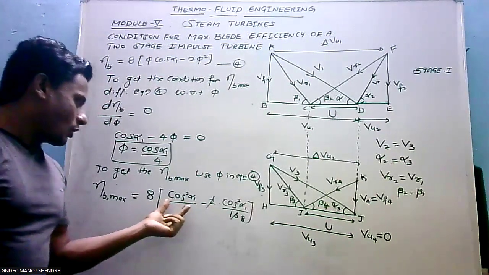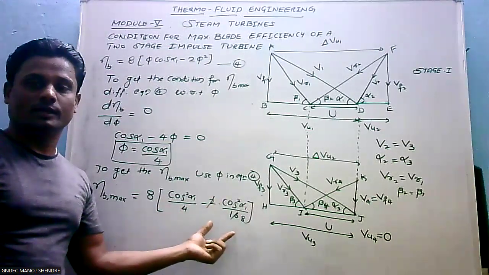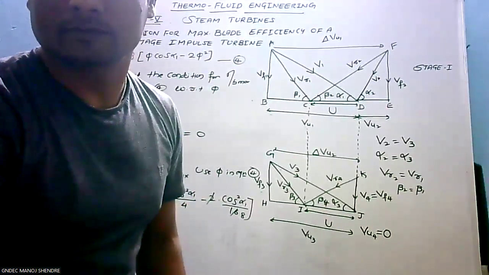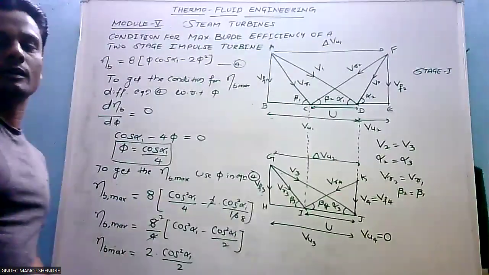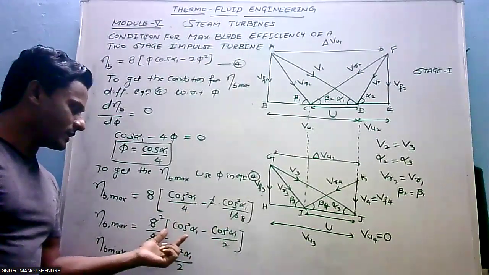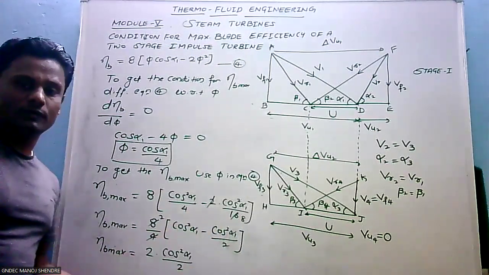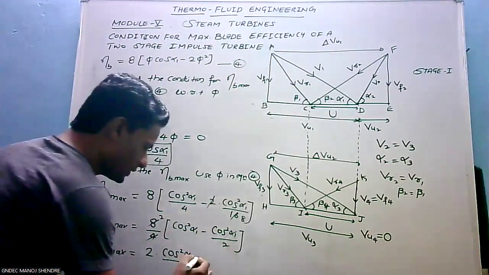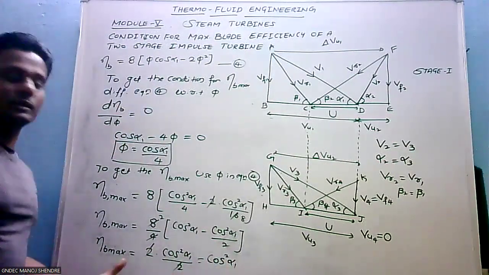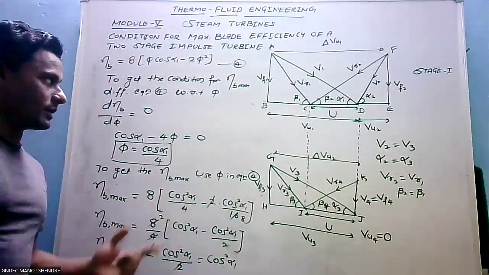Now cos square alpha 1 by 4 and cos square alpha 1 by 8. So 1 by 4 minus 1 by 8. On simplification, I have taken 1 by 4 outside the bracket, so here we are left with cos square alpha 1 minus cos square alpha 1 by 2. So 1 minus half, that is half. So 2 will get cancelled. Ultimately, we are left with cos square alpha 1. So this is the equation for maximum blade efficiency of a two-stage impulse turbine.